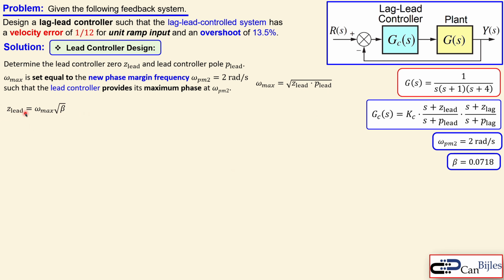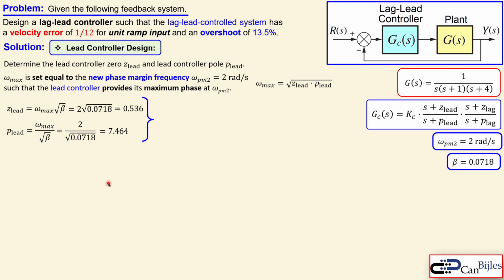So the z lead is equal to omega max times the square root of beta. And the p lead is the omega max over the square root of beta. So when you multiply this together and take the square root, you get again the omega max, which is omega pm2. So when you calculate now using the beta, we have calculated also the omega max, which is set to omega pm2, you get this, and you get for the p lead this one. When you do the calculations here, you get these two values for the z lead and the p lead.